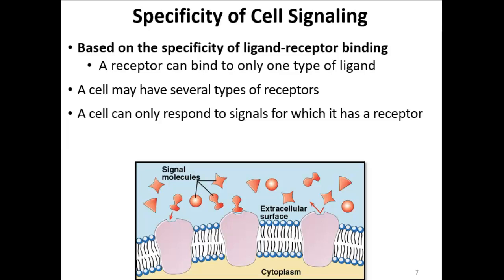So it's common for a cell to have multiple receptors that will bind to the same ligand. And it's also common, although not shown here, for cells to have multiple types of receptors so that they can respond to different signals.